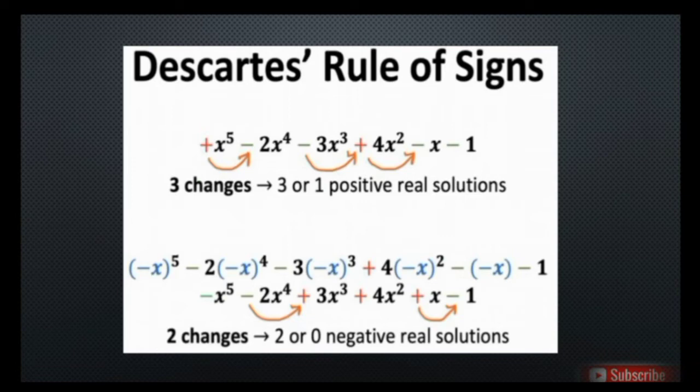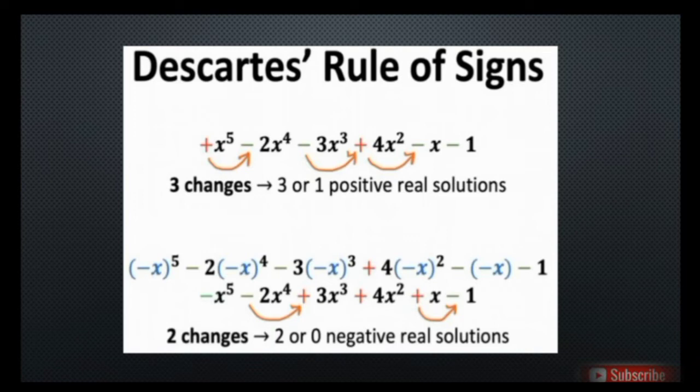In this function, the first term is positive and the second term is negative. So here's one sign change, and in the same way in this equation there are three sign changes. So the number of positive real solutions will be 3 or 1. How is it 1? 3 minus 2 is 1.